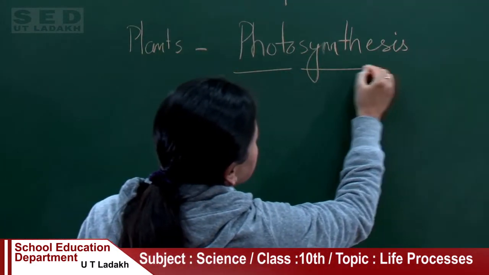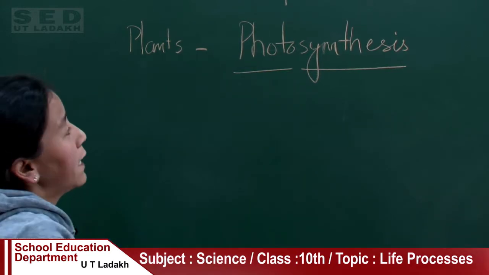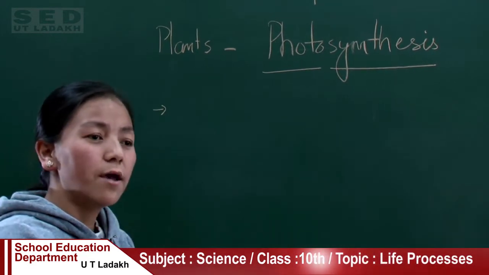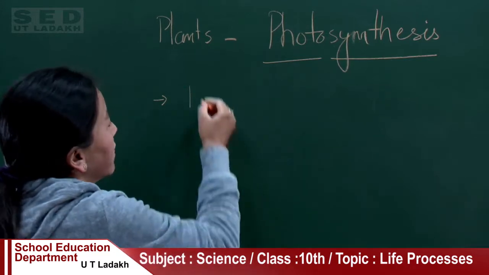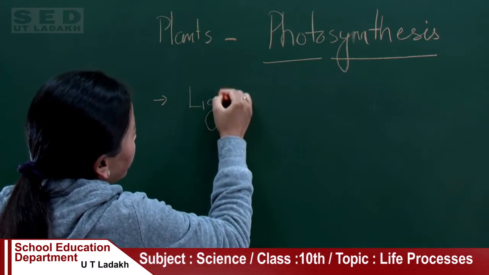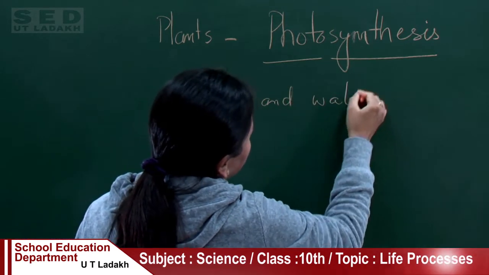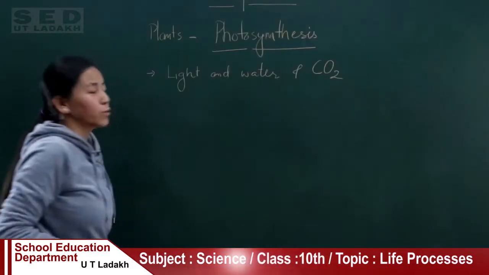Photo means light and synthesis means to make. So in plants, it is a very important process by which food is being made. And plants, with the help of light and water and carbon dioxide, can make their own food.